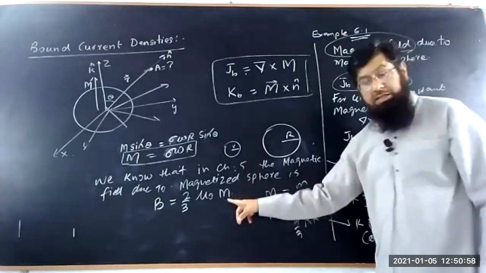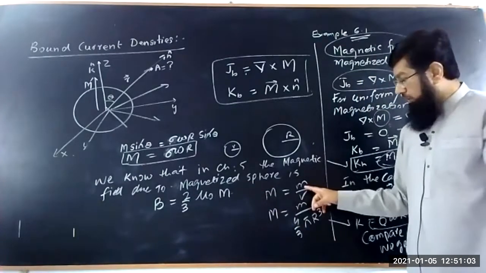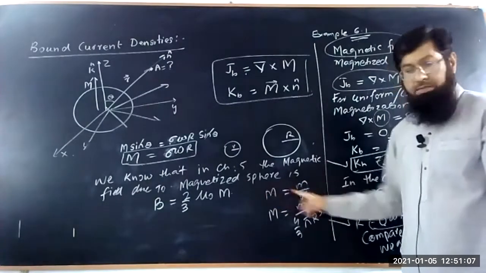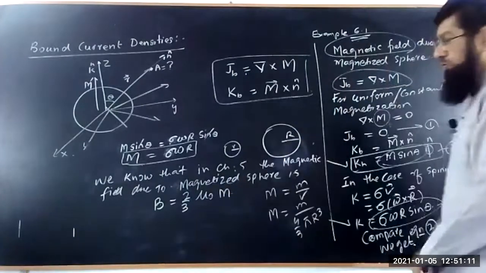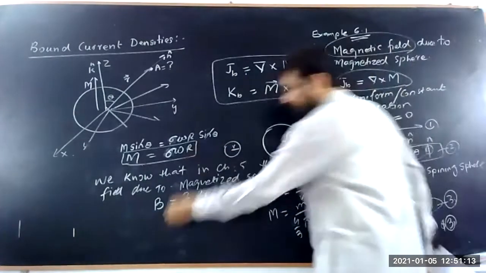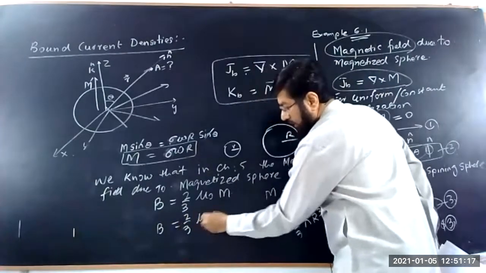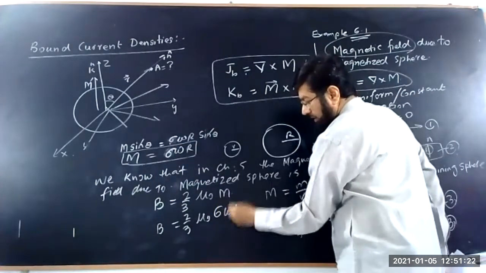Here capital M is the magnetization and small m is a dipole moment. So this dipole moment m is equal to M times V. You can convert it into the equation of M times V. This can be rewritten as B is equal to 2 upon 3 mu naught, and this M is equal to sigma omega R.